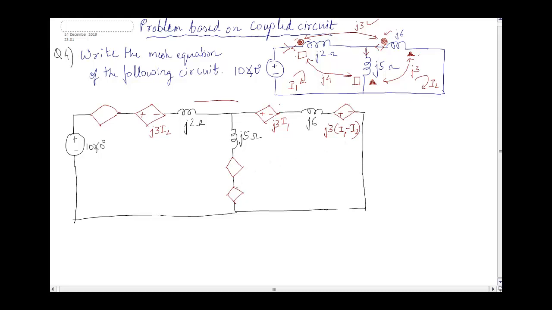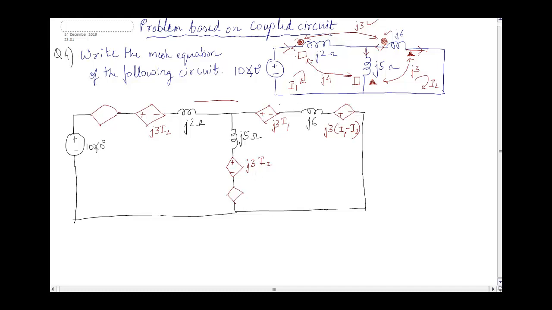The same thing I have to write here. So here the current that is flowing in the J6 coil is I2. I2 is leaving this triangle. If I2 is leaving this triangle, then it should be entering the coil J6 at this triangle. So if it has to enter J6 at this particular point, then this should be positive and this should be negative. And the value will be again mutual inductance J3 and the current that is flowing is I2.